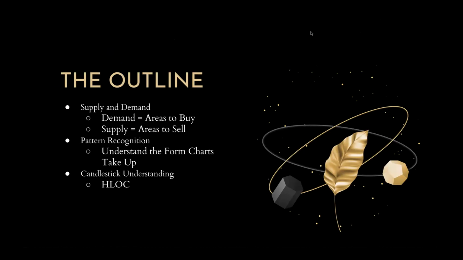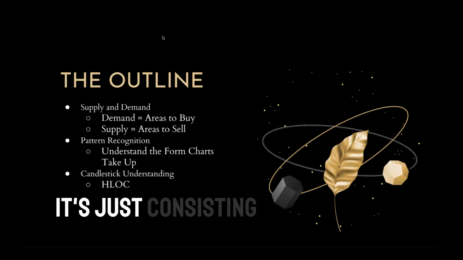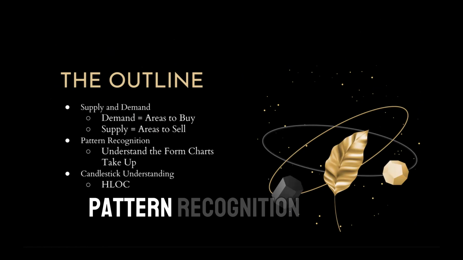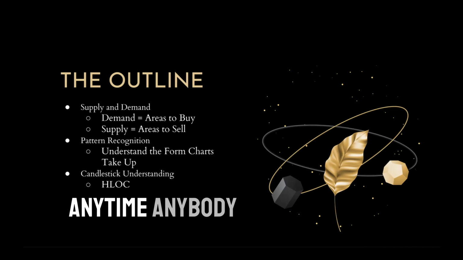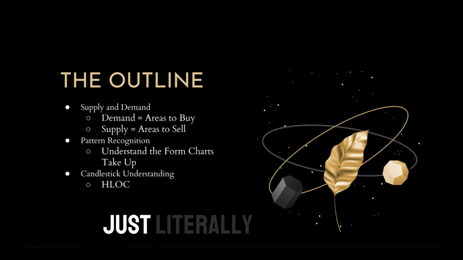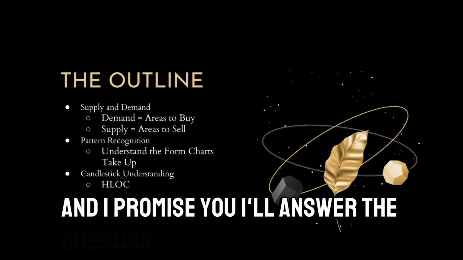So this is basically the outline. This is as simple as I could possibly put it. It consists of supply and demand, pattern recognition, and candlestick understanding. By the way, anytime anybody has a question during this class, just unmute yourself and interrupt me at any point, and I promise I'll answer the question.